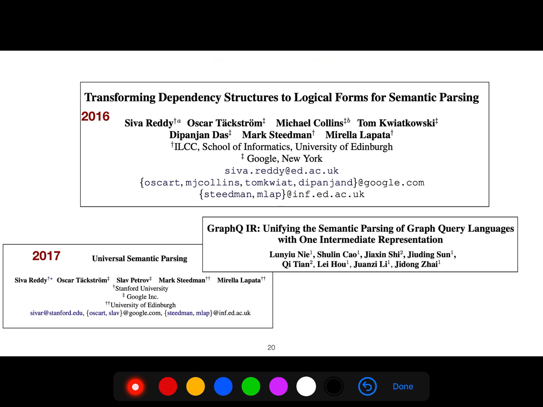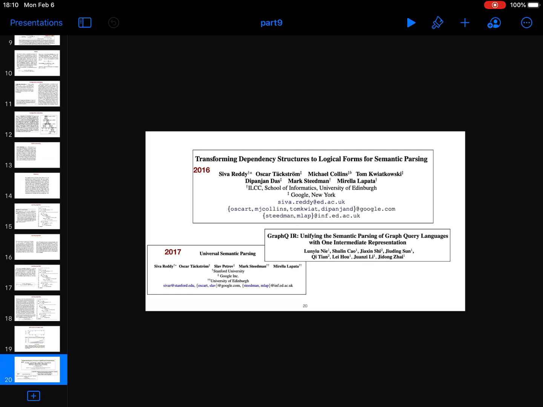And there are other ideas. So if you like this article, with high probability you also like this article, universal semantic parsing. I think I've explained this. Yes, I think she is in Edinburgh. I think I've explained this article, universal semantic parsing.